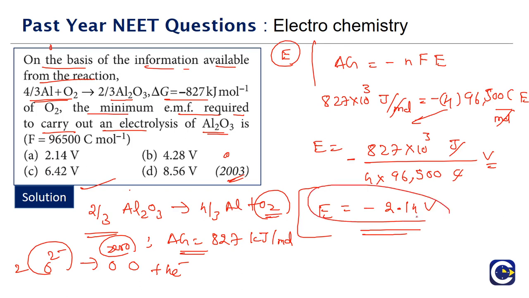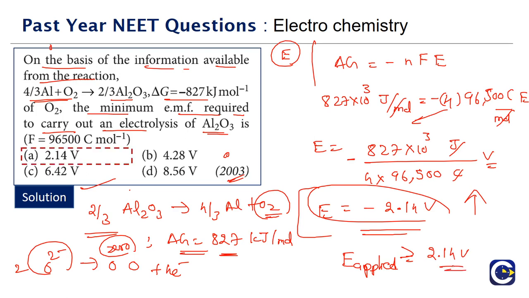Now this indicates what? This is non-spontaneous, because whenever E is positive, that will be spontaneous. Whenever E is positive, delta G will be negative. Here for the reduction of Al2O3, delta G is positive, so E will be negative, means this is non-spontaneous. If you want to make this reaction happen, how much minimum voltage must we apply? We should apply a voltage in the opposite direction, but more than 2.14. Because we have to reverse this reaction, the applied voltage should be more than or equal to 2.14 volt. Then only this reaction can be reversed.